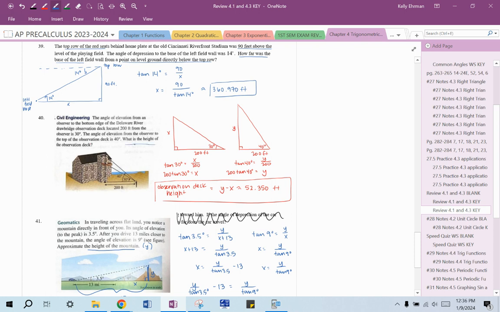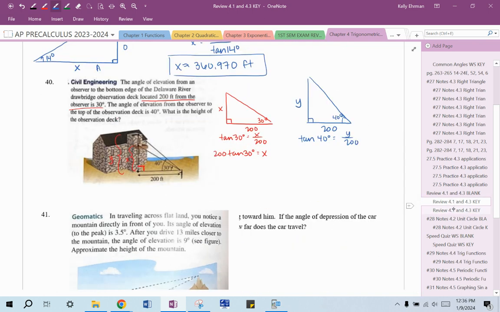Now that I read that again, what's the height of the observation deck? That's kind of weird. It seems like, what is this height? I think what they meant, checking the answer in the book on this, is that they wanted us to find this. What is this little distance here? So I'm going to find y minus x. Reading the wording of that again, I think it's kind of strange. But y minus x, well, y is 200 times the tangent of 40.